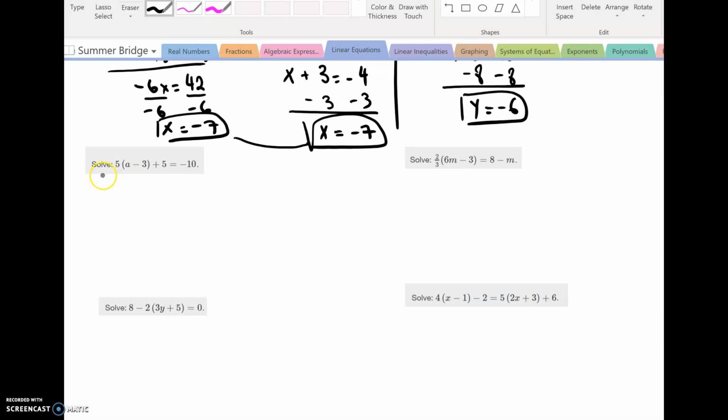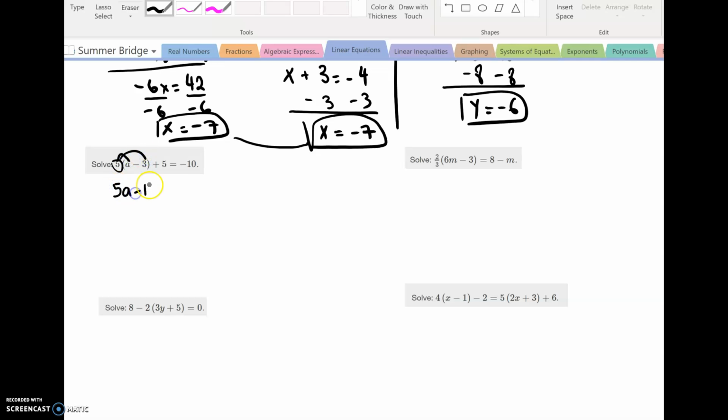So I have to solve 5(a - 3) + 5 = -10. Now I could divide both sides by 5, but then we're going to run into some issues because it's not just the 5 and then the parentheses. We have another term to it. So in this case, just like before, we're going to have to use the first method of distributing that 5 out. So that's what I'm going to do.